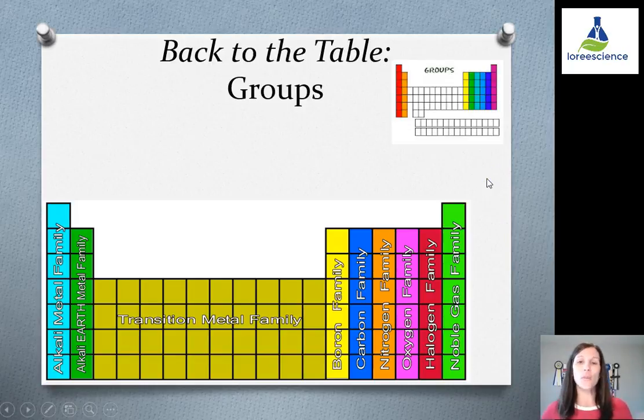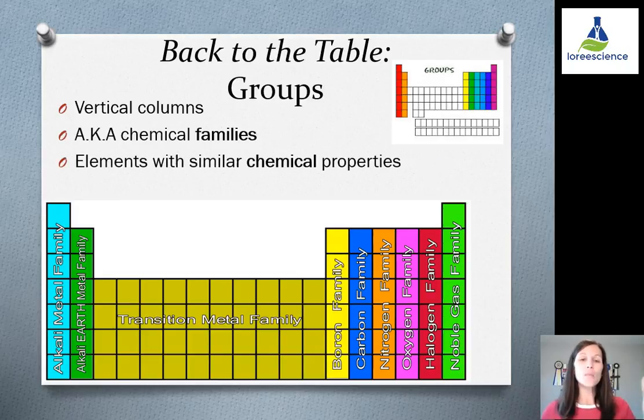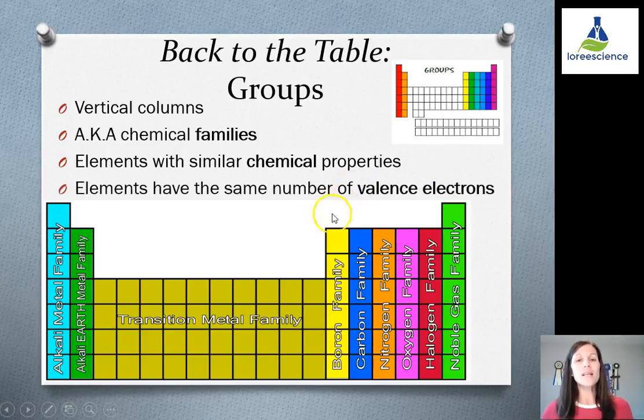In the organization of the periodic table, there are particular groups. These are columns of elements that have things in common with each other. So they are vertically arranged. They're also known as chemical families. Elements within a family or within a group have similar chemical properties, or similar ways that they will react. The reason they have these similar chemical properties is because they have the same number of valence, or outermost, electrons. If we look at the alkali metal family, they all have one outer electron.